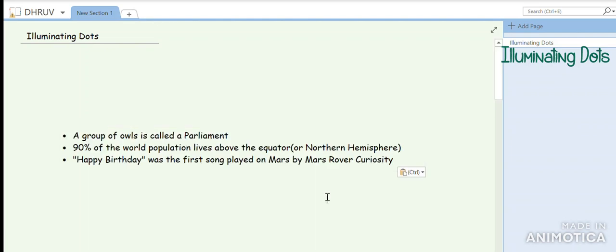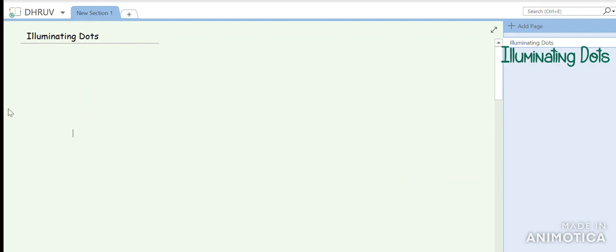Okay, so it's time for today's fun facts. A group of owls is called a parliament. 90% of the world population lives above the equator, that is in the northern hemisphere, and Happy Birthday was the first song played on Mars by the Mars rover Curiosity. So another thing to be pointed out is Curiosity played Happy Birthday song on its first anniversary on Mars. So yeah, that was something huge for the humankind. Now, okay, enough of it.